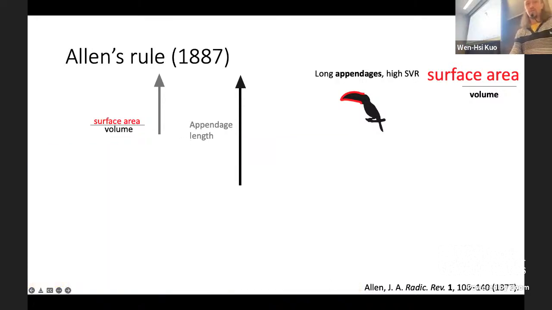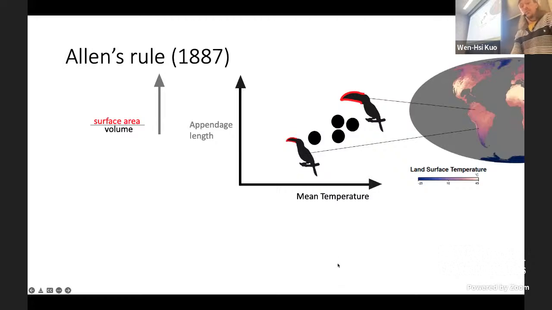So conversely, animals with small appendages can attain different surface area to volume ratios, and they should all be found in predictable parts of the planet, right? Hot parts of the planet should be characterized by animals with long appendages, while in colder parts of the planet one should find animals with shorter appendages. Again, presumably due to this function of surface area to volume ratios on energy budgets.